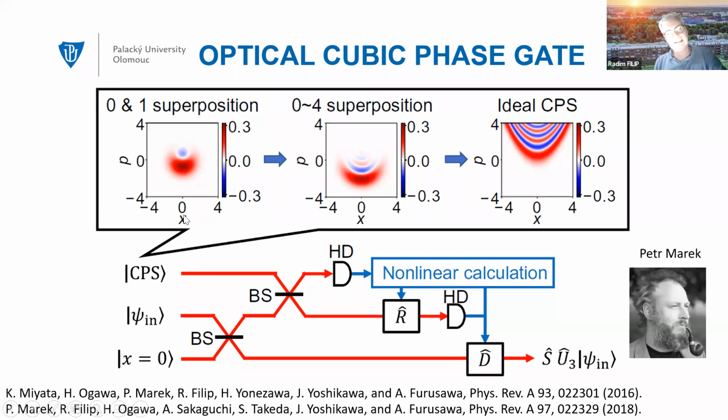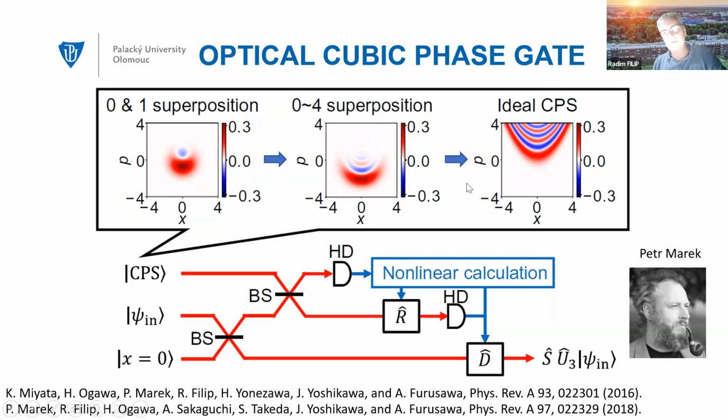And our latest contribution was actually to prepare this very special state, which is called the cubic phase state. It ideally has a very interesting shape in the Wigner function, very unusual. It doesn't look like a Fock state or cat state. And that shape is actually used to compensate noise in that circuit and to reach nonlinearity, which is cubic, online on the traveling beam of light.